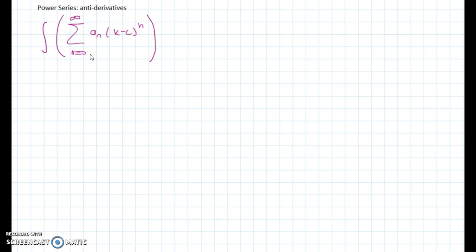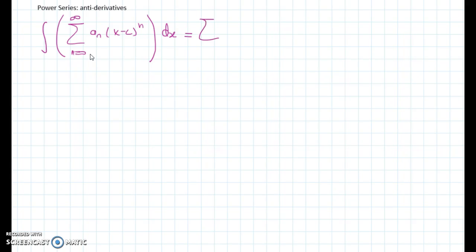Now we are looking at how to find the antiderivative of a power series. So let's write our power series, the sum from 0 to infinity of a_n (x minus c) to the power of n, centered at c, and we want to find the antiderivative of this with respect to x. As in the case of the derivative, I'm not going to prove this, but this is going to be the power series that has the antiderivatives of each term.